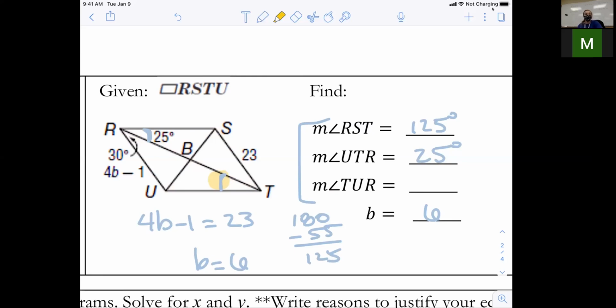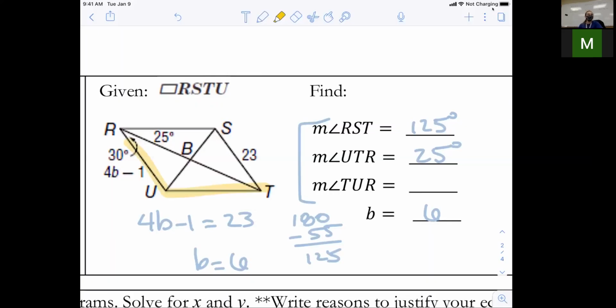Jane? Very good. They're opposite. You also can even go all the way back to unit 3 and remember that we've got alternate interior angles. That's what you're looking for. Let's do one more. Let's do TUR. What's TUR? 125. Why, Allie? Good. Congruent to the opposite one.